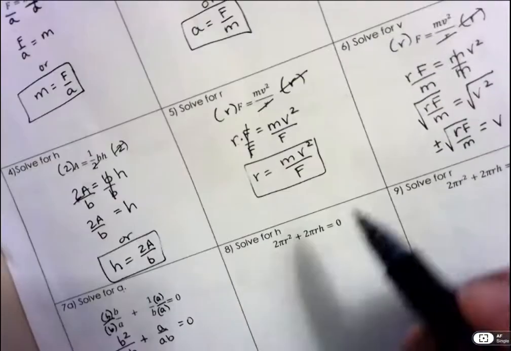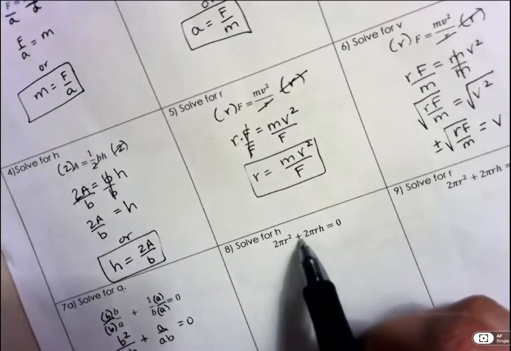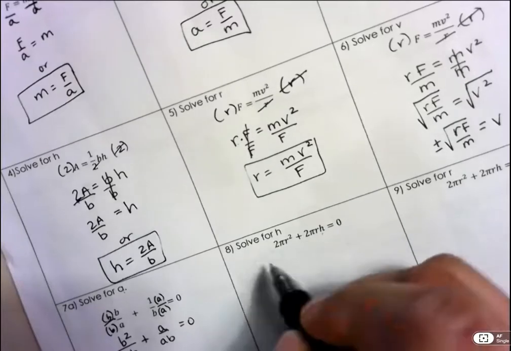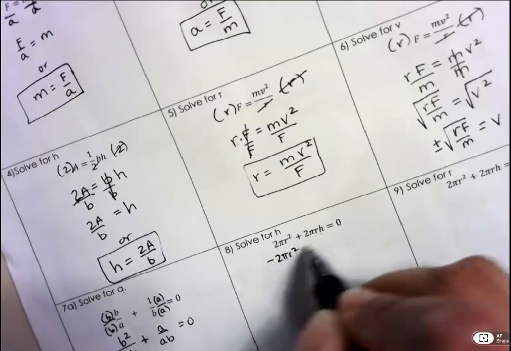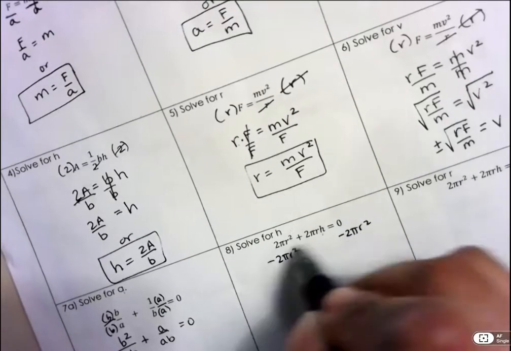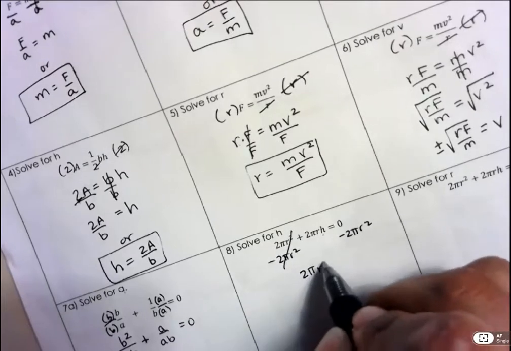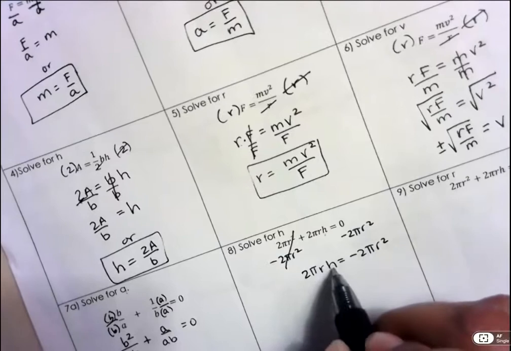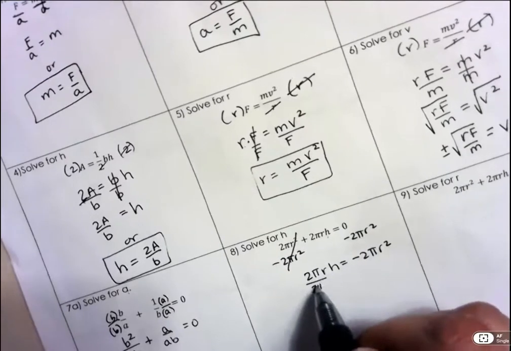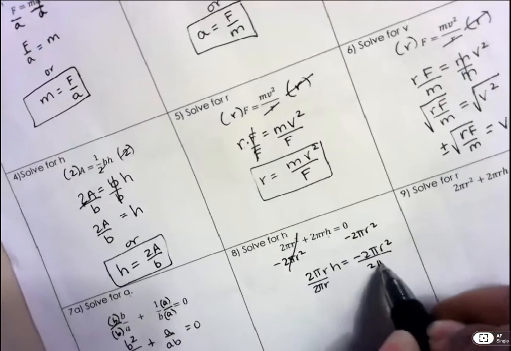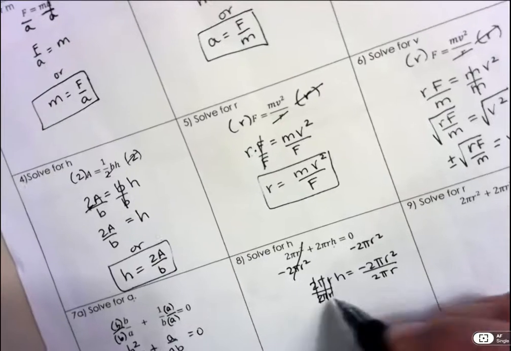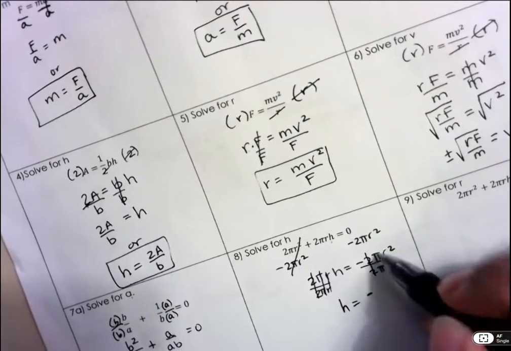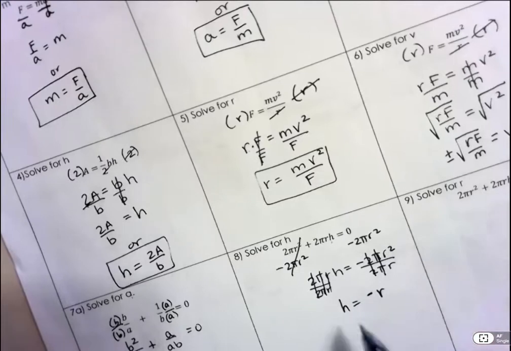Alright, let's solve for h. You have 2 pi r squared plus 2 pi r h equals 0. You notice that the only place that you have h is over here. So you want to get rid of this term. So you have 2 pi r h equals negative 2 pi r squared. Now you want to keep h, which means you've got to get rid of 2 pi r. This all cancels here, and you get h equals negative: the 2's cancel, the pi's cancel, and one of the r's cancels. So h equals negative r.